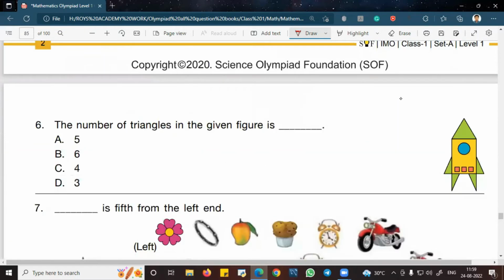Question number 6. So here we are counting the particular figure from this picture. What is being asked? Let us see. The number of triangles in the given figure is dash. So we have to count the triangles. Okay, so you have to do it yourself. Then I will help you.